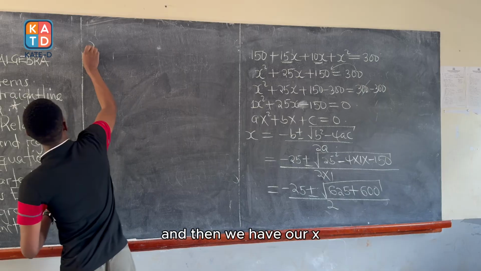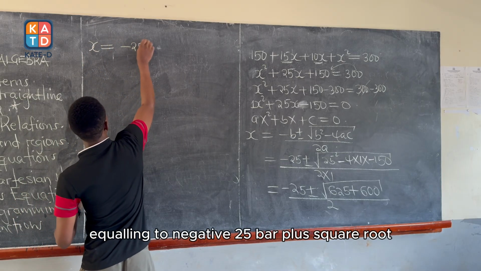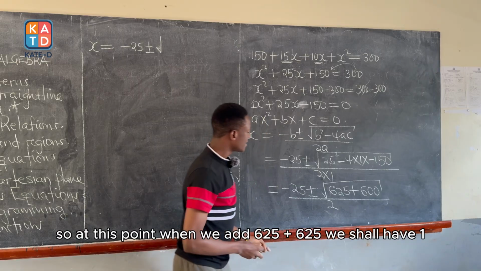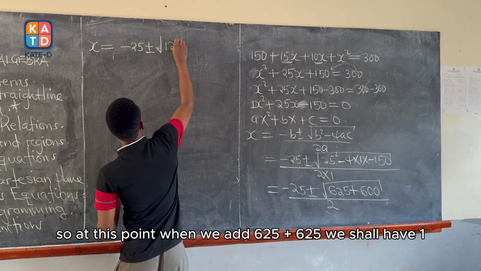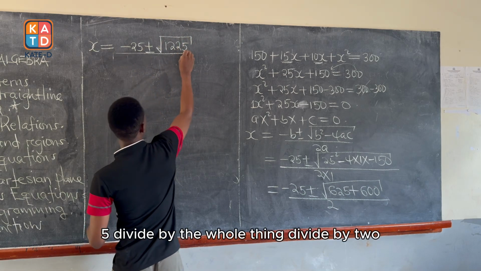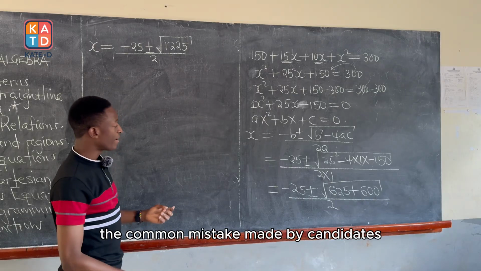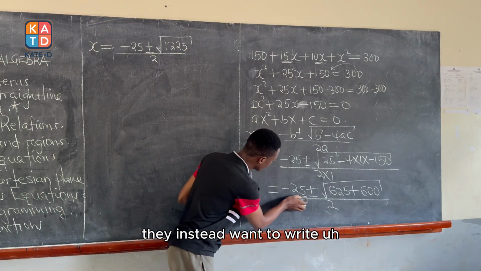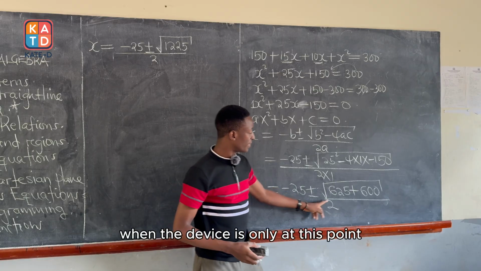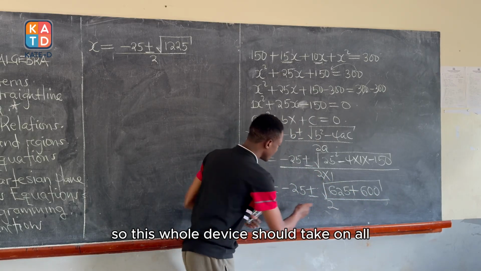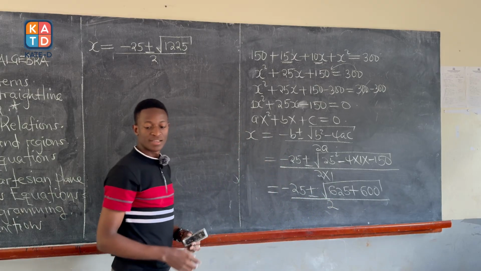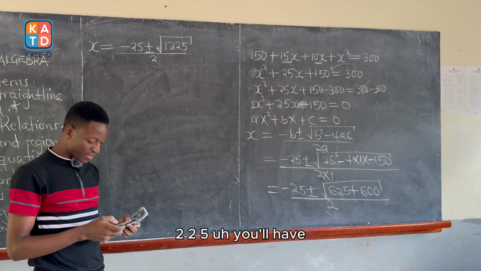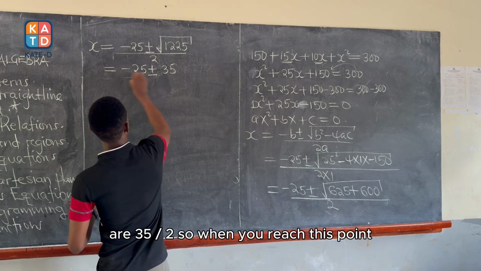And then we have x equal to negative 25 plus or minus the square root. At this point, when we add 625 plus 600, we shall have 1225, the whole thing divided by 2. The common mistake made by candidates is that when they reach this point, they write the divisor only under part of the expression. This whole divisor should take on all; it should be the whole fraction. So once you get the square root of 1225, you'll have 35 divided by 2.